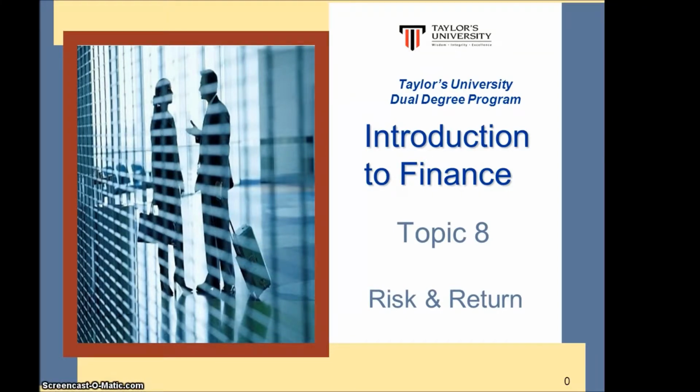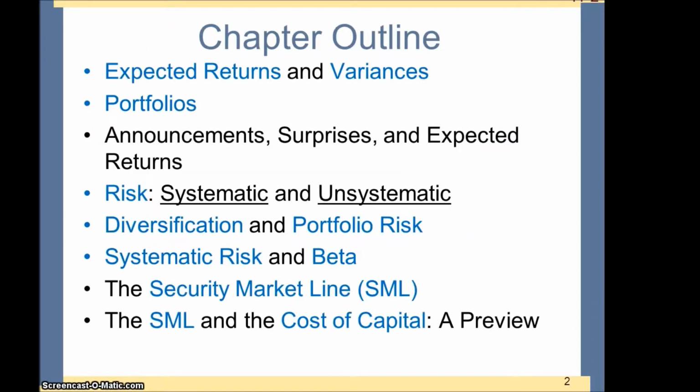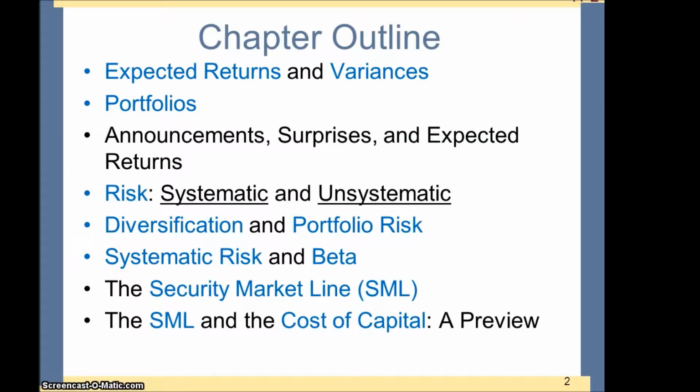Topic number 8, risk and return. These are the concepts and skills that you'll be learning in this topic and chapter outline. Now, let's look at the first outline, that is expected returns and variances.